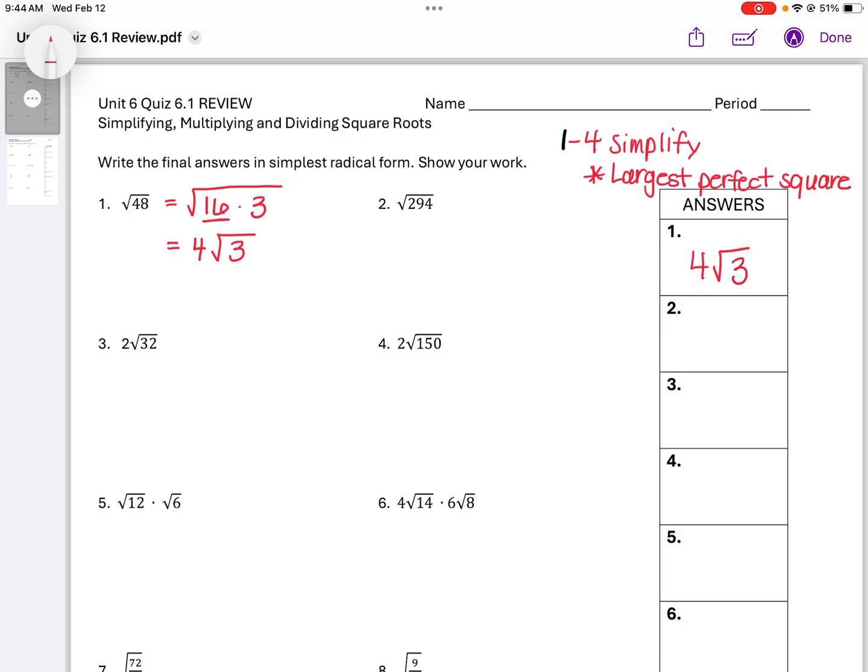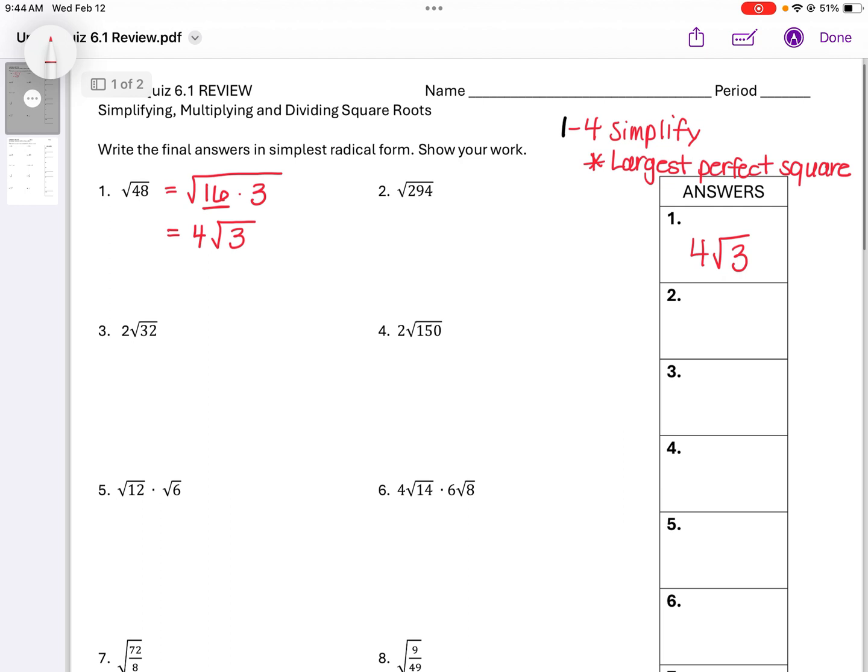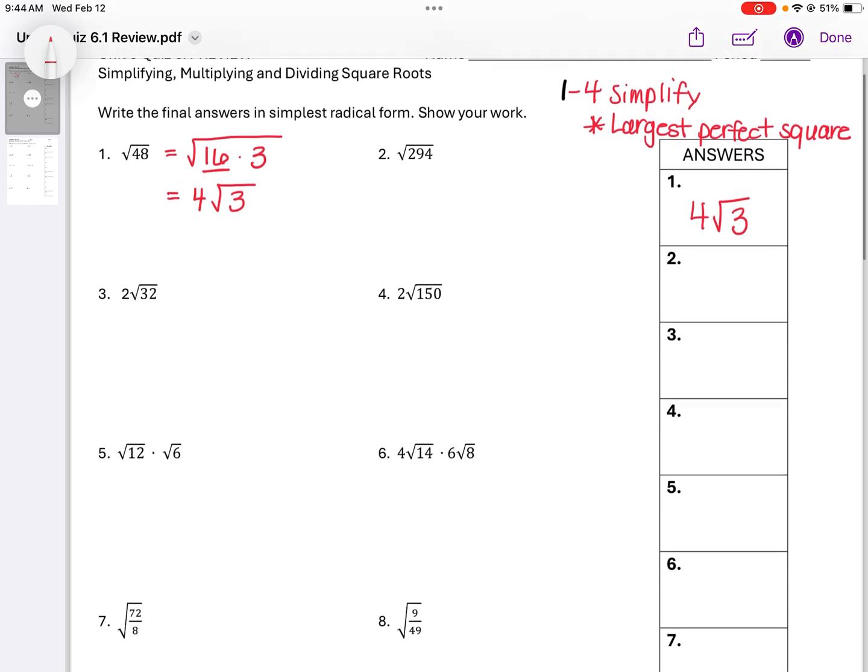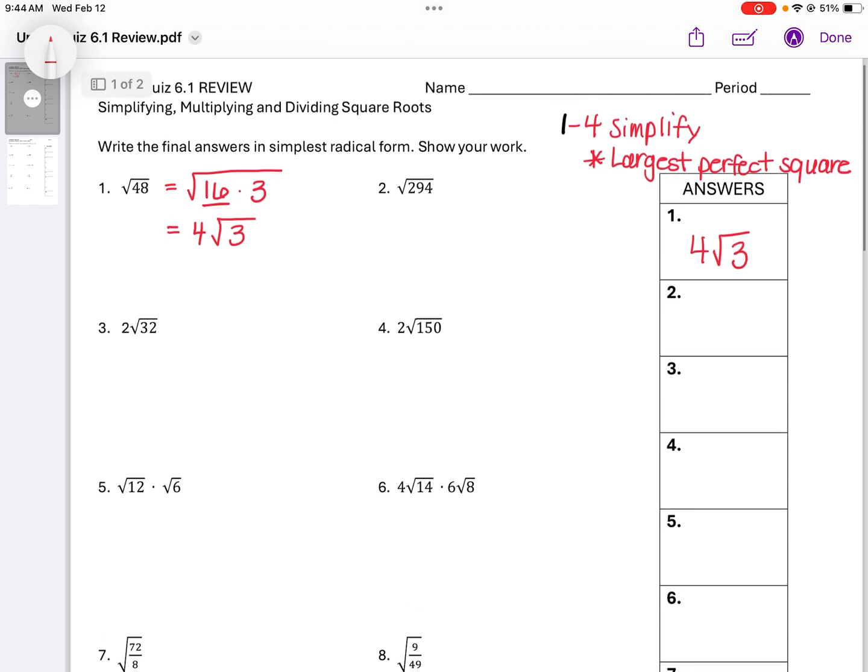On your quiz, it's going to look just like this. And so I do want you to write your answers over to the right for me. It'll make it easy for me to find your answers and check those. All right, the next one, 294. It's a large number. On your quiz tomorrow, number 1's going to be a smallish number, like 48. But number 2 is going to be a larger number.